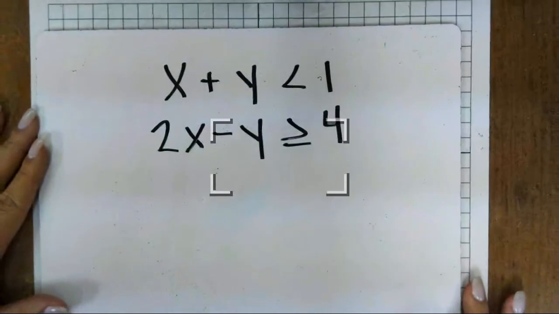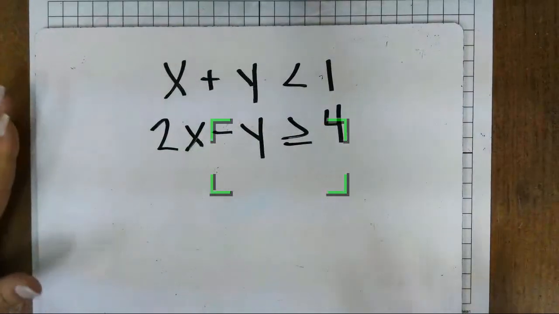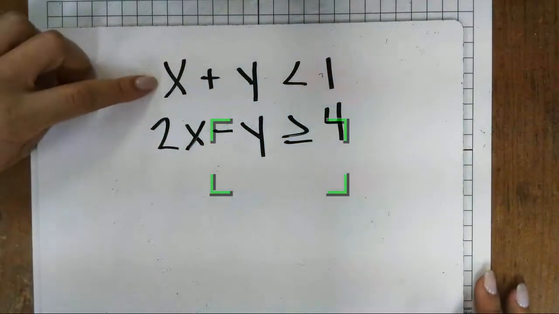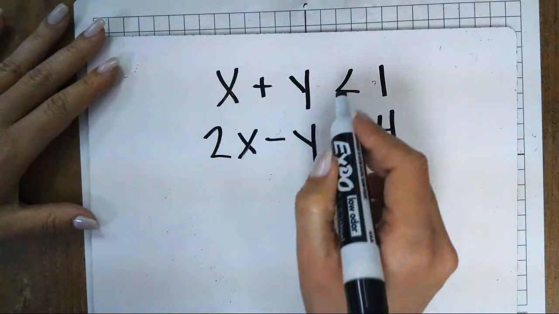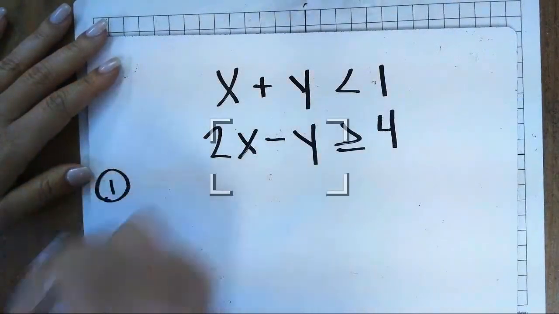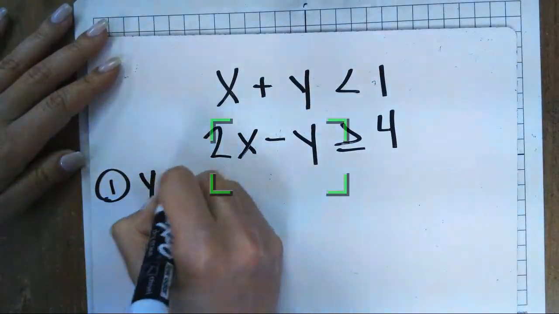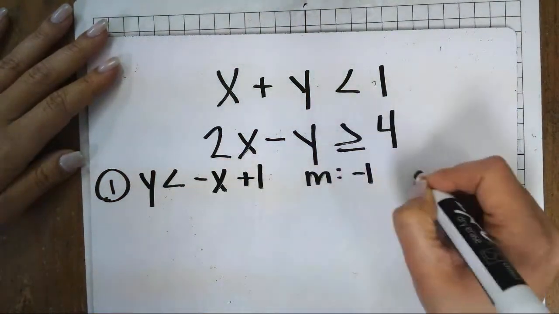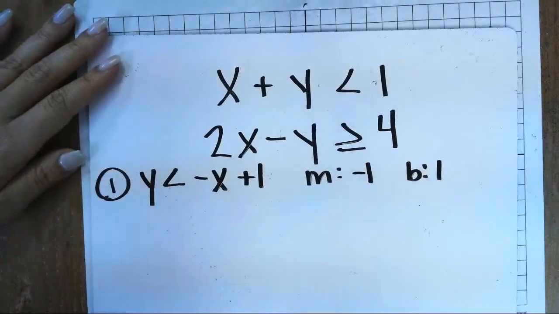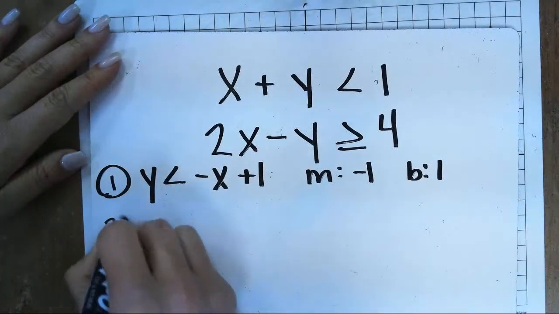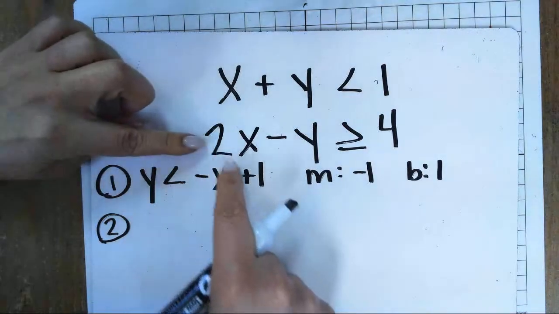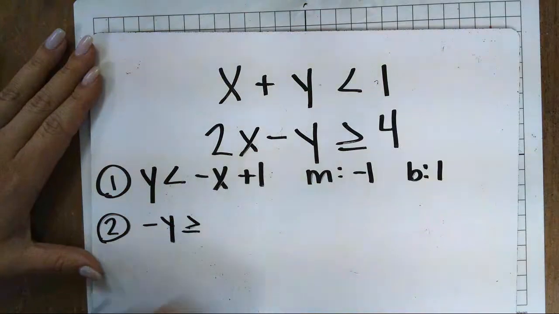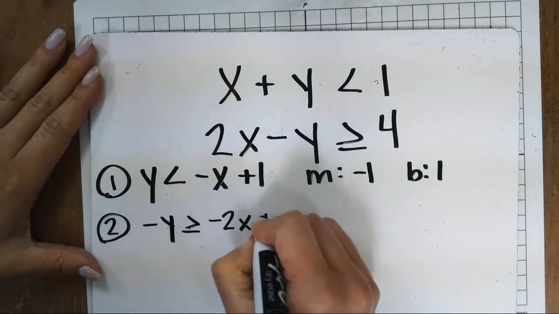So now with the first equation, again, I need to rewrite this so that I can identify my slope and my intercept. So my first equation, I subtract x from both sides, and I get y less than negative x plus 1, which means that my slope is negative 1 and my y-intercept is positive 1. And the second equation, I need to subtract 2x from both sides, so I'm left with negative y is greater than or equal to negative 2x plus 4.